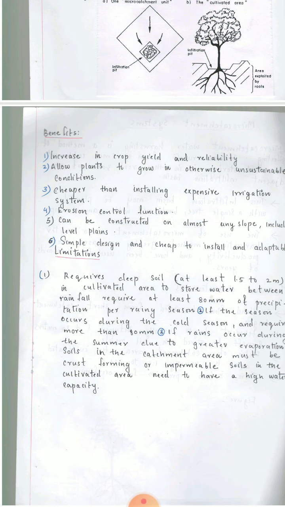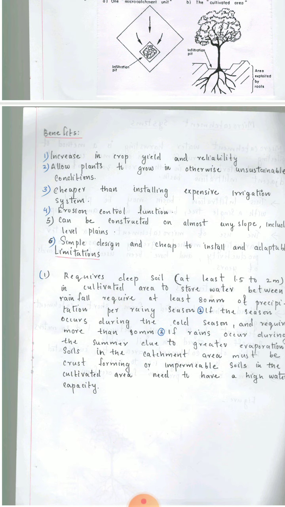Fourth is erosion control function. As I have told you, if the soil is in a moisture condition, the erosion is very less. So the water will not simply flow where it is completely infiltrated, and hence it controls the erosion. Fifth is can be constructed on almost any slope, including level plains. So it can be constructed in any sloped region, even in plain areas. Next is simple design, cheap to install and adaptable. It can be used by any of the farmers as it is easy to install and cheaper. So these are all some of the benefits of the micro catchments.